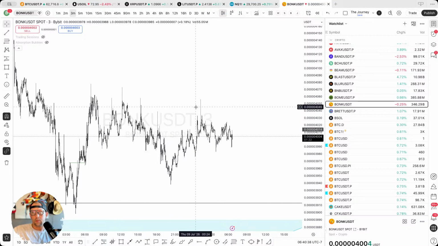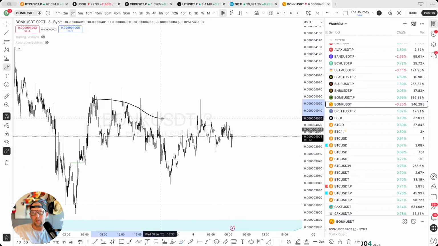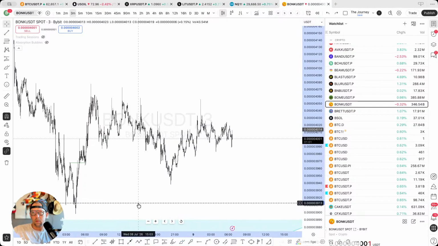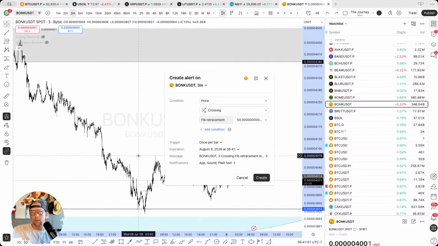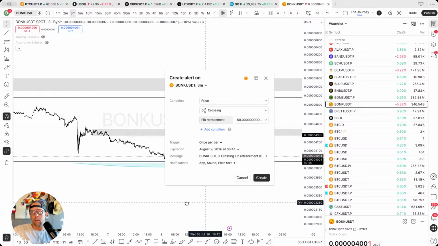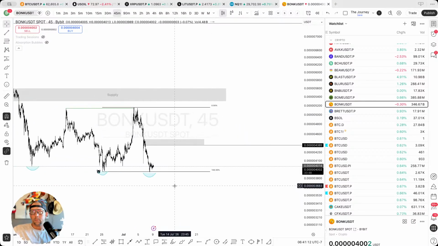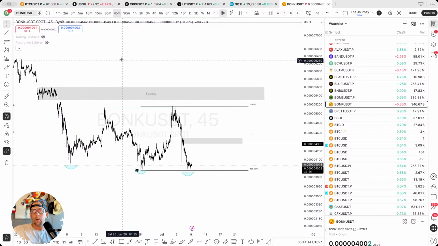Short, short, short. Looking at all these wicks tells me we might need to come for this low down here. Let's get an alert rocking down here. Add an alert to the 100%. Okay, cool.